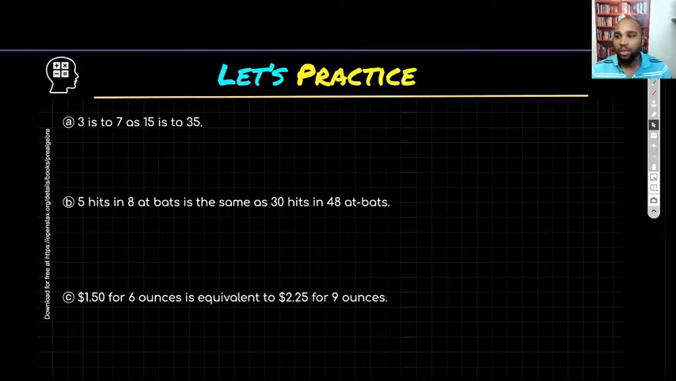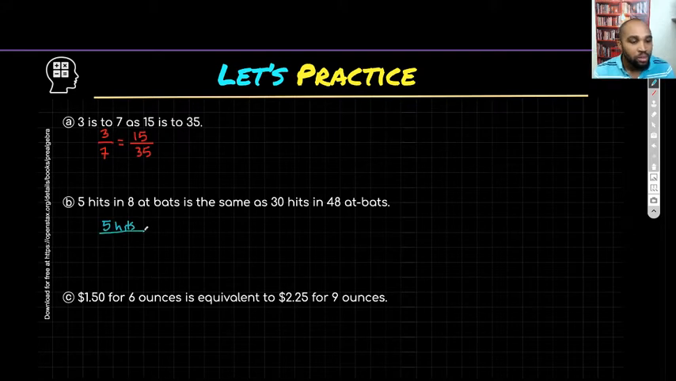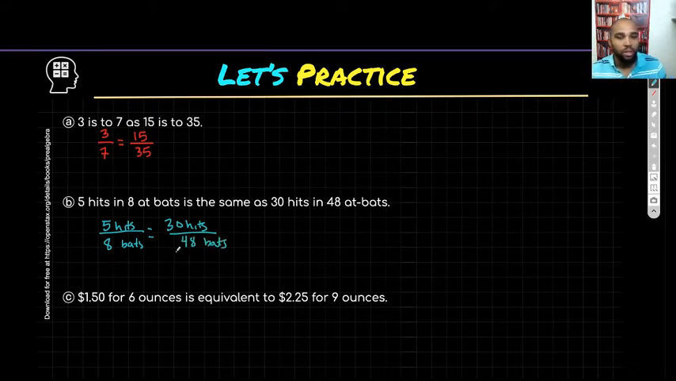All right, let's practice that. So how would I set these up as a proportion? 3 is to 7, just as 15 is to 35. So that's how I would set that up. Pretty simple, right? And 5 hits and 8 bats. So you got 5 hits. Oh, there was no unit, so that's fine. 5 hits at 8 bats is equal to 30 hits at 48 bats. So notice my units are in the denominator and my numerator has hits.